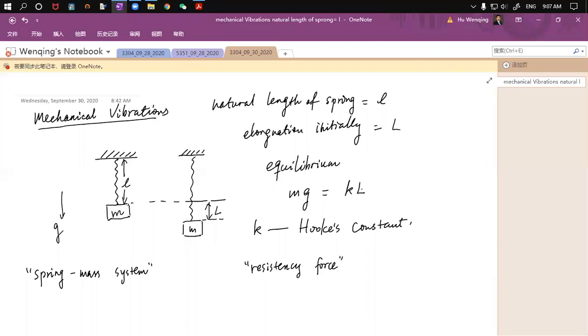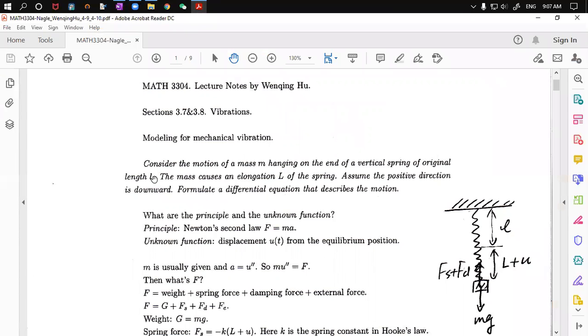Okay, it's okay. Originally it was small l and capital L. You switch, but it doesn't matter. It's just a symbolic issue. But let's agree with the lecture notes. Here it says that the elongation is capital L.